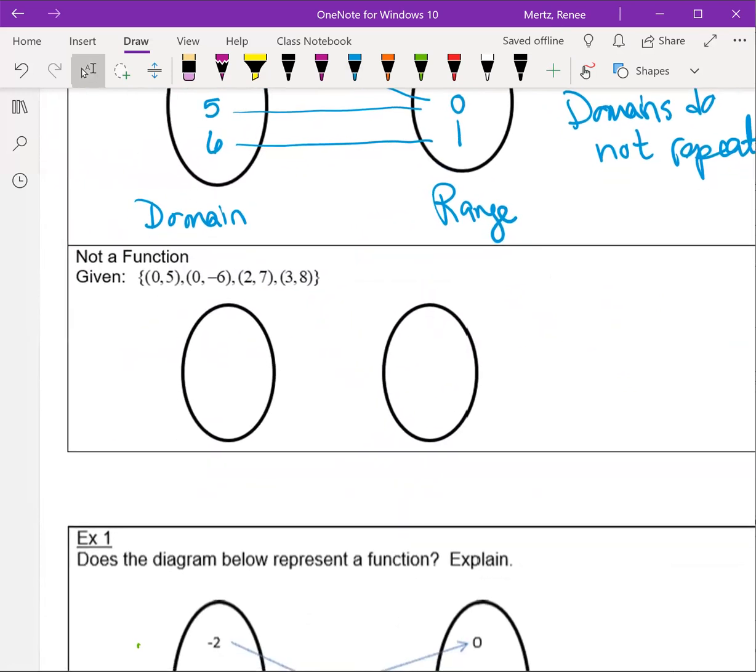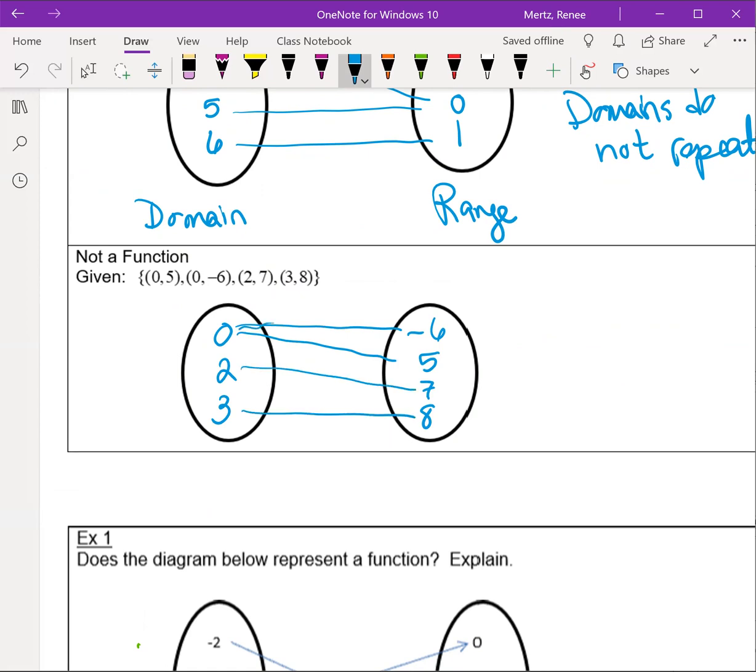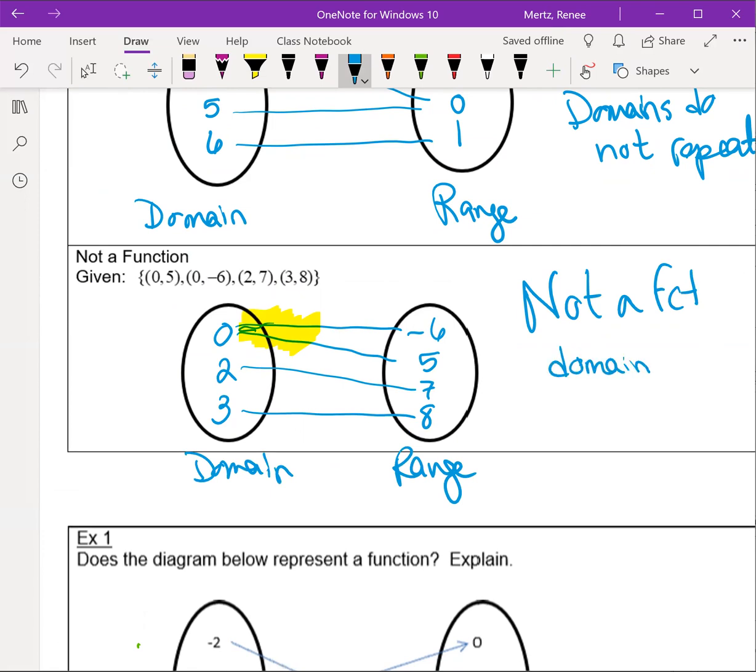So not a function could be this one. We have 0, 2, and 3. We have -6, 5, 7, and 8. 0 goes to 5, 0 goes to -6, 2 goes to 7, and 3 goes to 8. Because of these two lines coming off of the 0, that will show me that it's not a function. So we would write not a function. FCT is my abbreviation. Domains repeat.